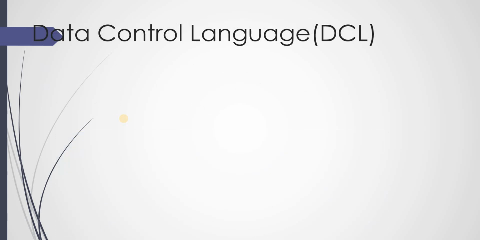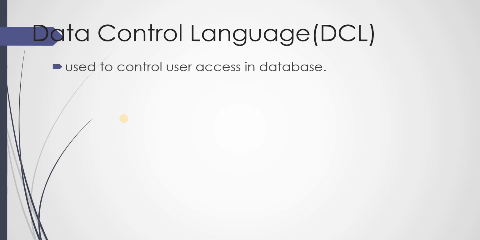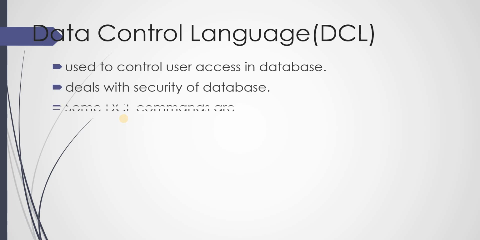The last category of SQL commands is DCL. DCL stands for Data Control Language. In this category, these commands are used for giving access or removing access from a user. So basically, it is used to control users' access in the database. It deals with the security of the database.